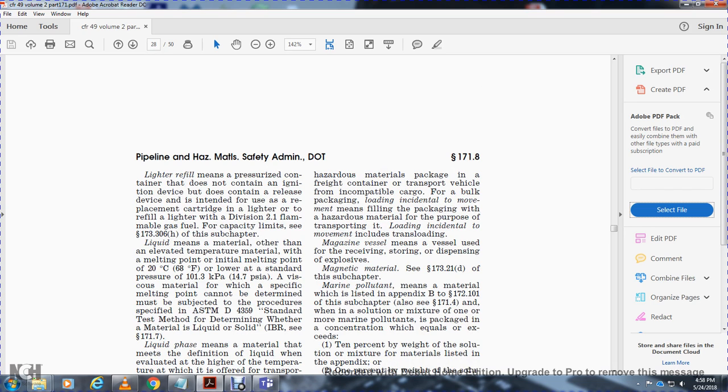For bulk packaging, loading incidental to movement means filling the package with the hazardous material for the purpose of transporting. Loading incidental to movement includes transloading.